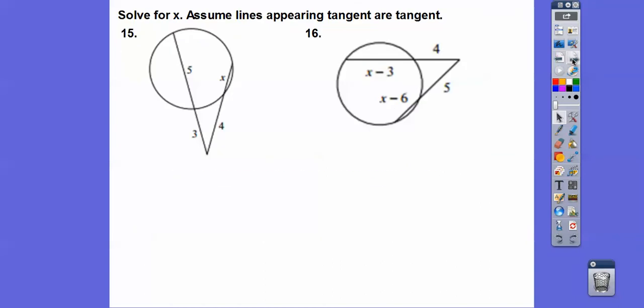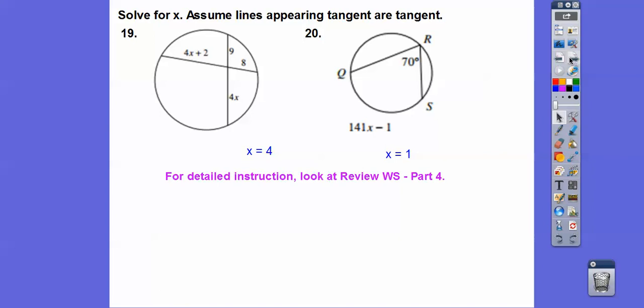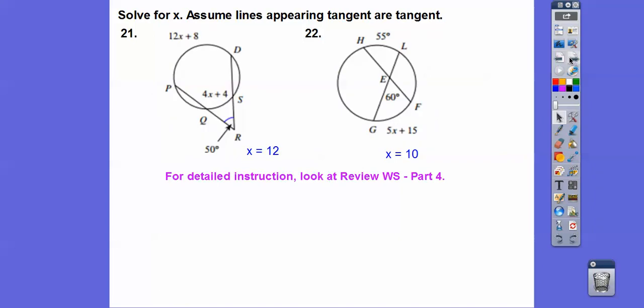Same with this, you guys. We did this in all the circle stuff from before, so here are the answers right here. If you want to see how to do those, go back to yesterday's lesson that I did, okay? And then here are the answers for 17 and 18, and for 19 and 20. And finally, 21 and 22.